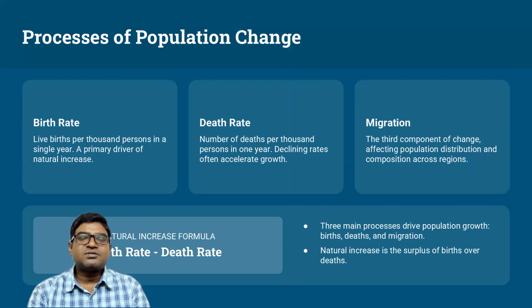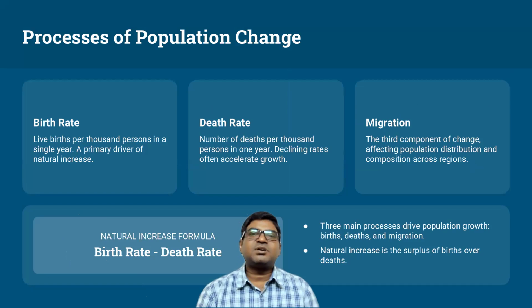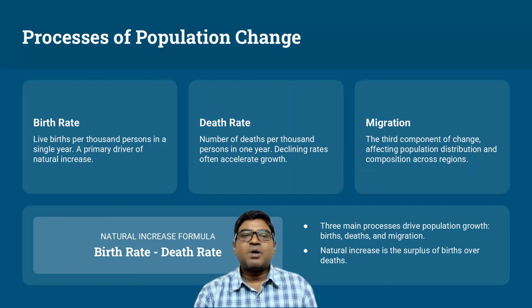Now, what is the process of population change? How does the population change? One is because of the birth rate. Second is because of the death rate. And the third factor is migration.